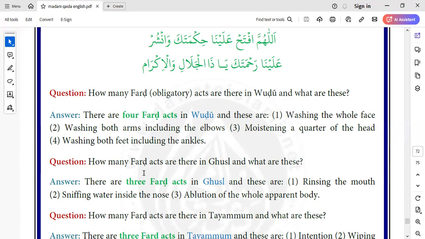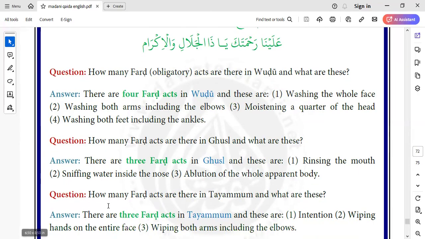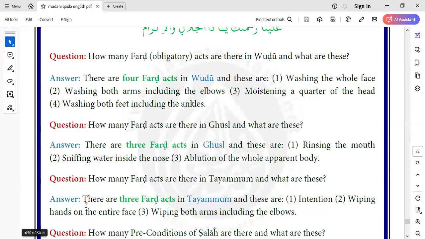Question. How many fard acts are there in ghusl and what are these? Answer. There are three fard acts in ghusl, and these are: 1. Rinsing the mouth, 2. Sniffing water inside the nose, 3. Washing the whole apparent body. Question. How many fard acts are there in tayammum and what are these? Answer. There are three fard acts in tayammum and these are: 1. Intention, 2. Wiping hand on the entire face, 3. Wiping both arms including the elbows.